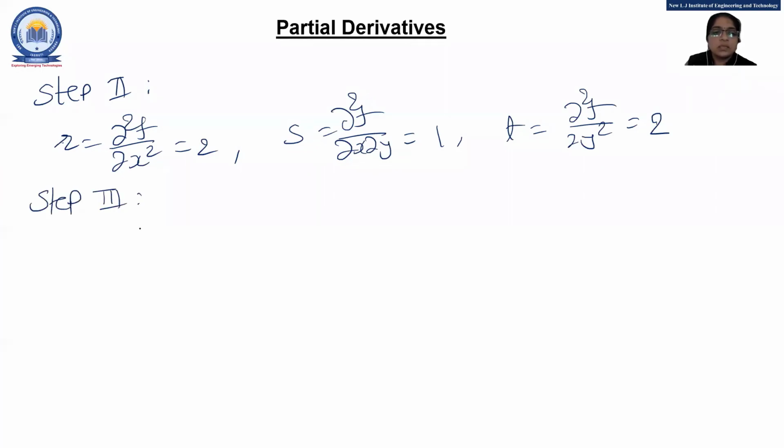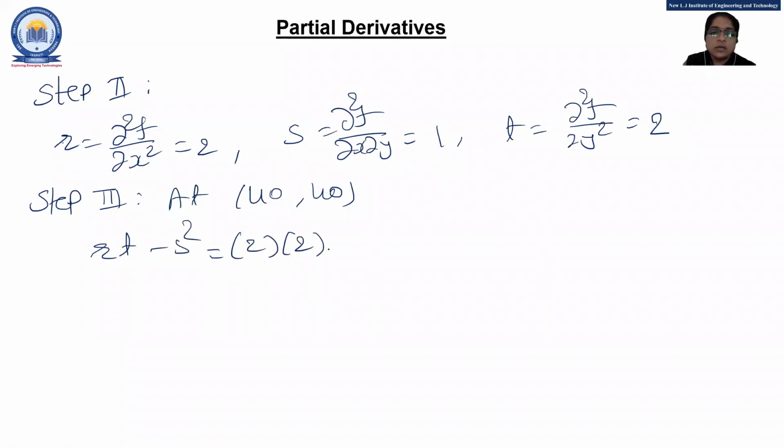In step 3, at the point, we have only one point, that is 40, 40. So rt minus s square, as the value of r is 2, t is again 2, and the value of s is 1. So 4 minus 1, that is 3, which is positive. As rt minus s square is positive, we have to check the value of r, and r is 2. r is again positive.